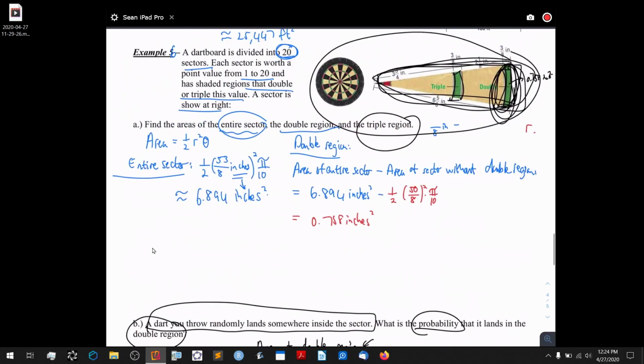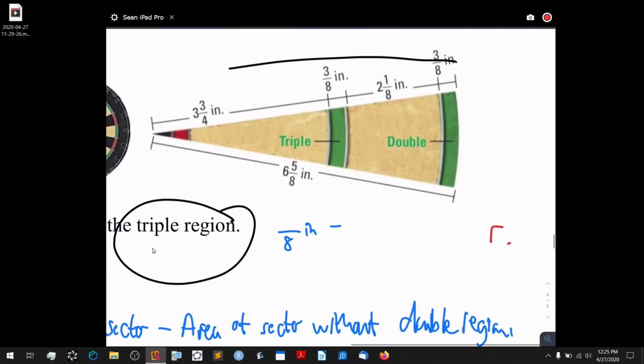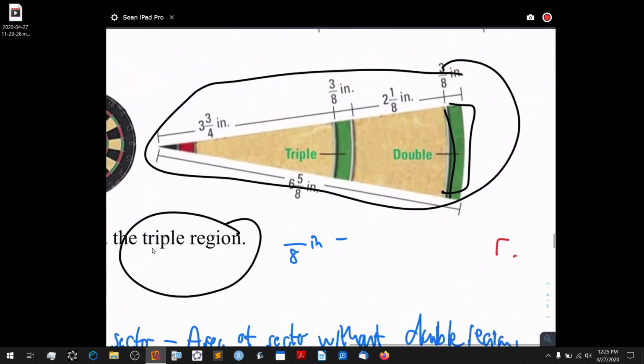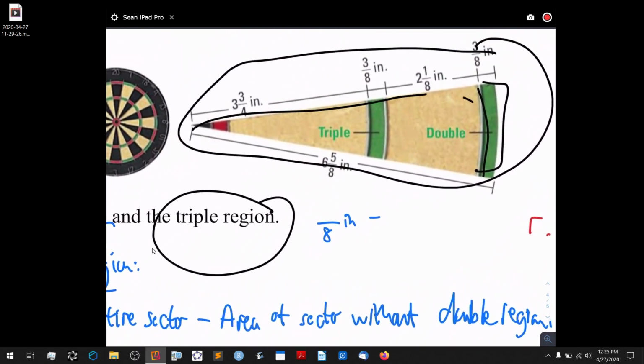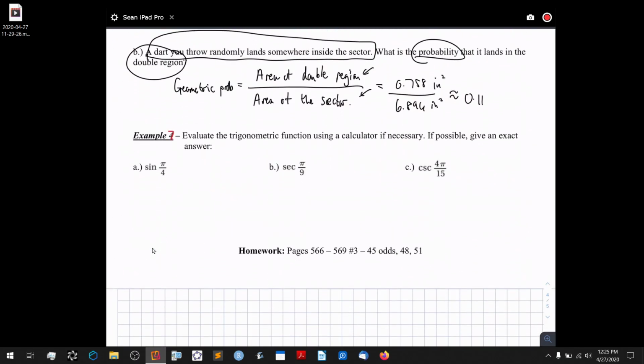So again, what does that say? If I throw a dart and I know that it's going to land in this sector, what's the chance that it lands here? There's an 11% chance that if I know my dart's going to hit somewhere in this sector, it hits in the double region. Okay, and then the last thing here, I really want to finish this video. I apologize that it's 14 hours long.